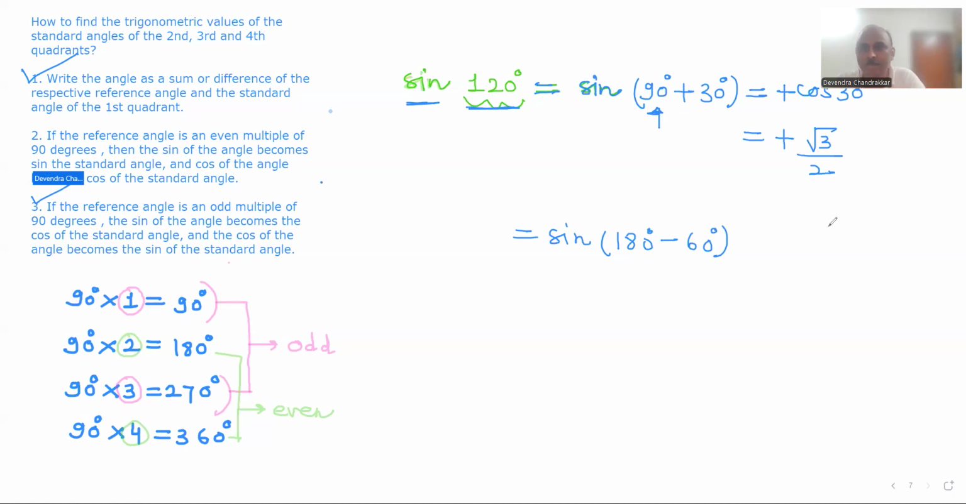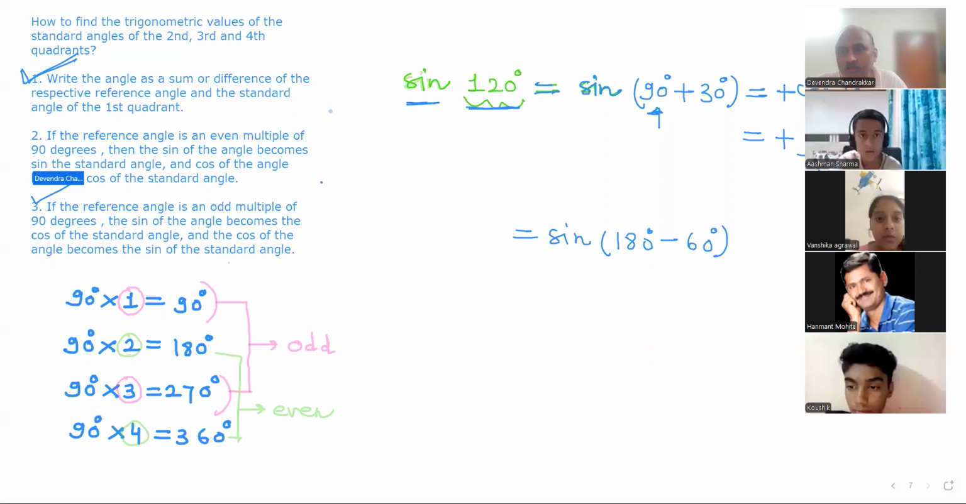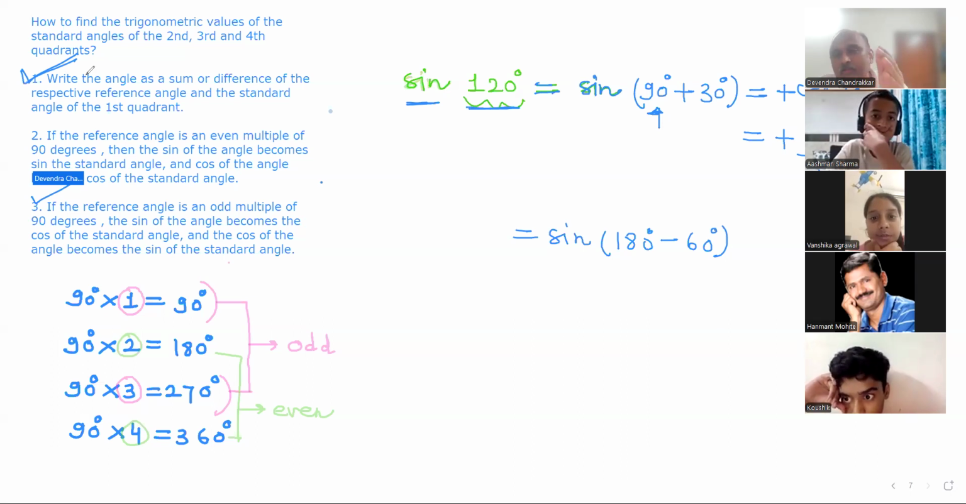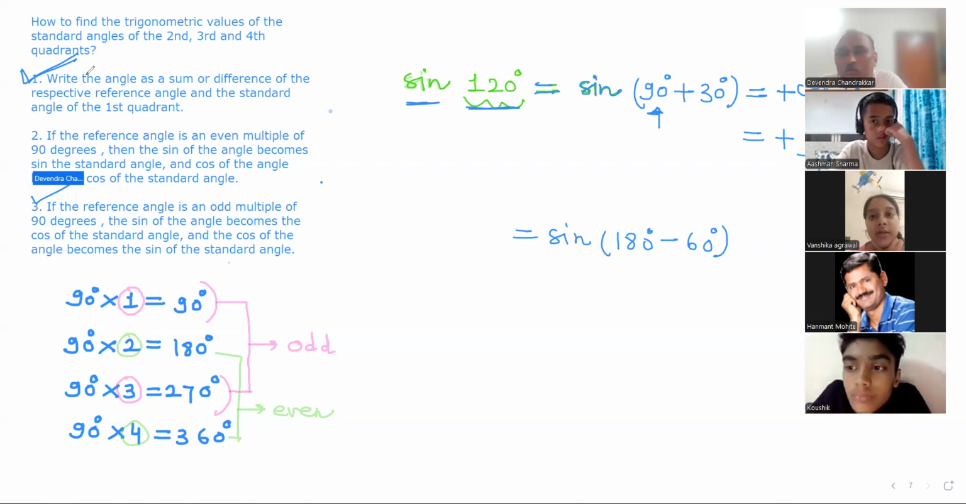Sir, from where do we get 30 and 60? देखो, read this first step. वंशिका फर्स्ट स्टेटमेंट रीड करो बेटा. आगे. 120 को तुम्हें लिखना है रेफरेंस एंगल और स्टैंडर्ड एंगल ऑफ फर्स्ट क्वाड्रेंट के सम और डिफरेंस के फॉर्म. तो ये सेकंड क्वाड्रेंट में है कि नहीं 120? तो सेकंड क्वाड्रेंट के रेफरेंस एंगल्स कौन से हैं बताओ? 90 and 180. तो 90 में ऐड करोगे 30 को तो 120 मिलेगा और 180 में सब्ट्रैक्ट करोगे 60 को तो 120 मिलेगा. बोलो वो मिलेगा या नहीं? Yes, sir. हो गया, मिल गया.